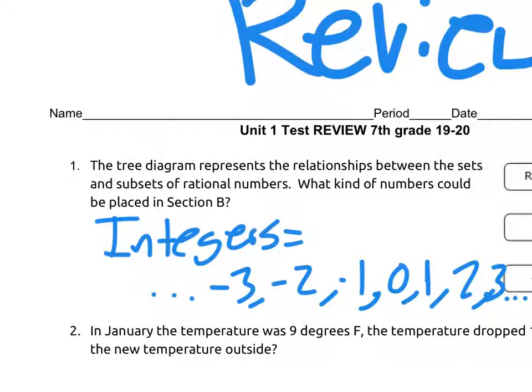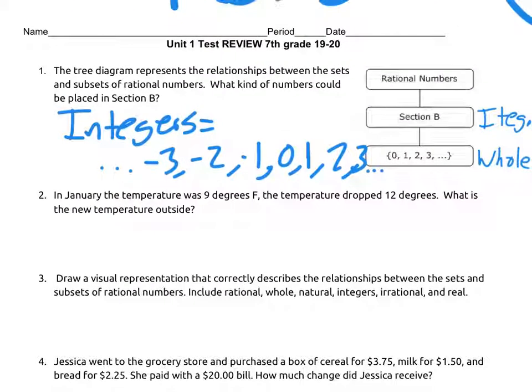Now take a look at number 2. Number 2 says, in January the temperature was 9 degrees Fahrenheit. The temperature dropped 12 degrees. What is the new temperature outside? What I want you to realize right off the bat is if we are going to drop 12 degrees, this is the same thing as subtraction. So what we have here is 9 minus 12.